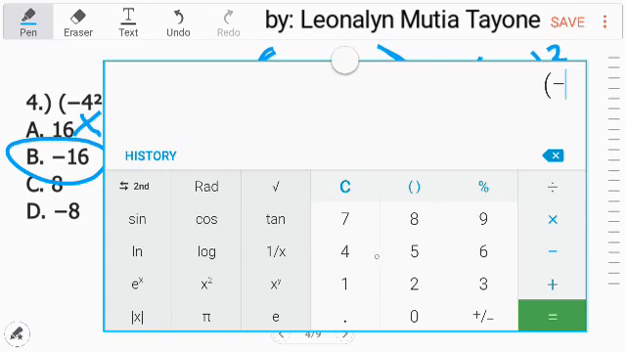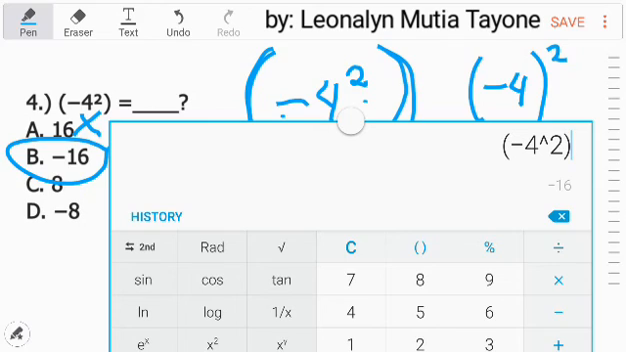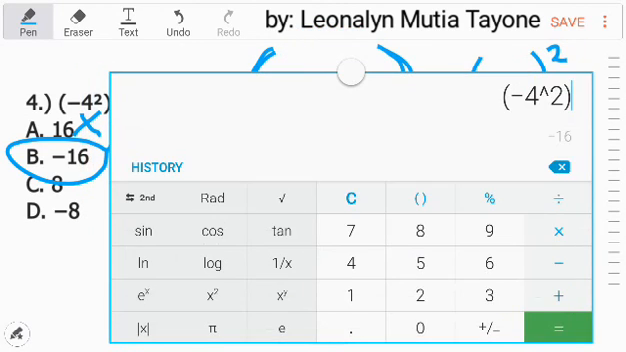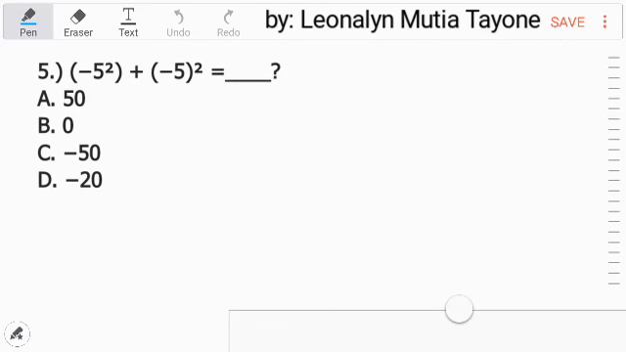Negative 4 raised to 2. I-erase natin yung automatic na parenthesis dyan para pareho na siya sa mismong tanong natin. Negative 4 raised to 2. Pareho na siya. So, ang sagot dyan ay negative 16. I-equal natin para mas klaro. Negative 16.